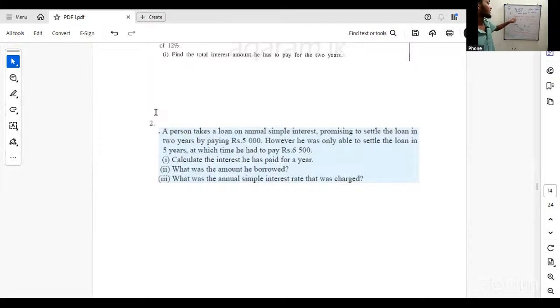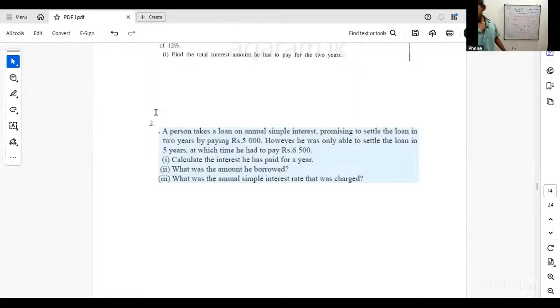For 3 years, if the interest is 1,500, then for 1 year you can divide it by 3 and get the answer as 500. Right? This is the interest for 1 year, 500 rupees. Then the first 2 years, he had interest, but they didn't include it in this one. Why? Because he paid it after 2 years. So the first 2 years' interest is also included in this 5,000.